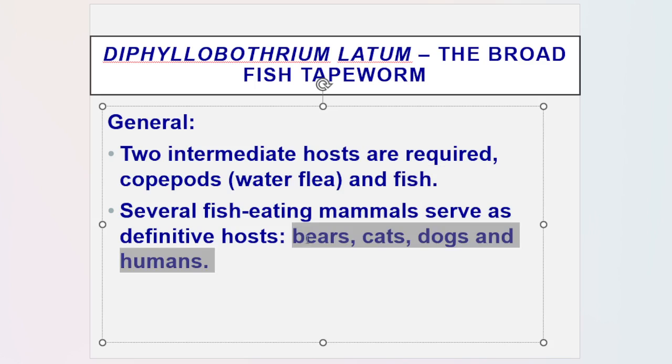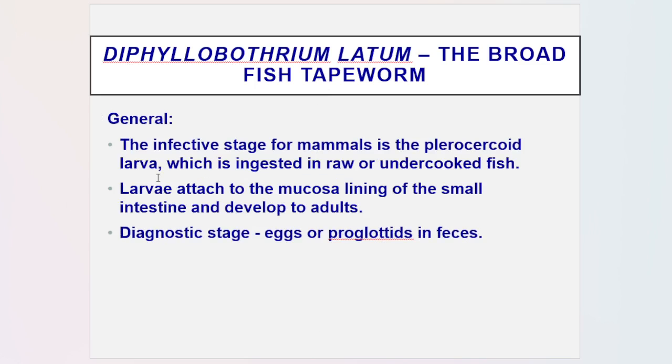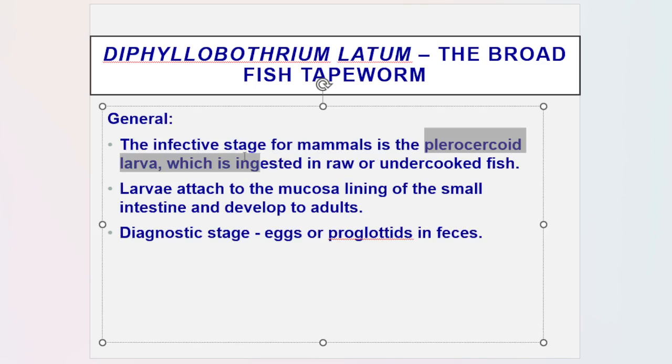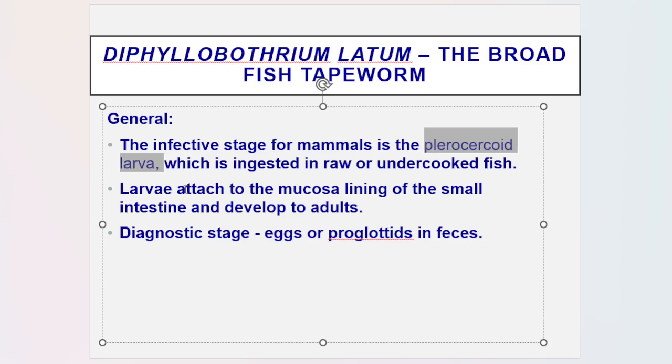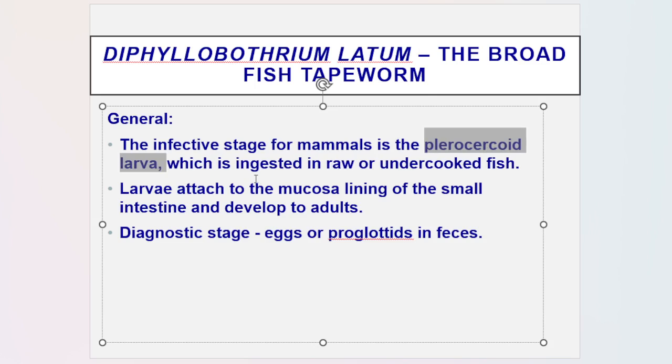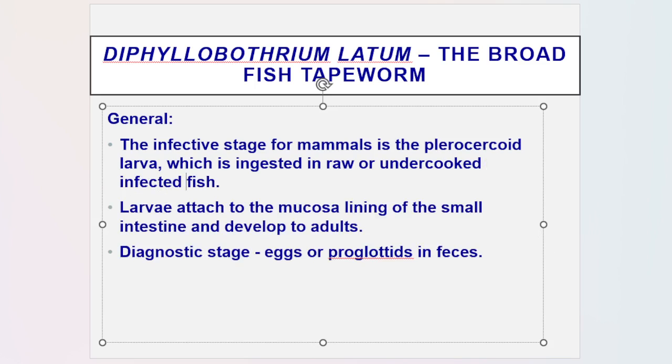Several fish-eating mammals serve as definitive hosts: bears, cats, dogs, and humans. So, sino ba yung mga definitive host? The animals and humans that consume the fish, because the infective stage is contained in the fish. I already mentioned this one, this is the infective stage, which can be obtained from ingestion of raw or undercooked infected fish. Larvae attach to the mucosal lining of the small intestine and develop into adults.